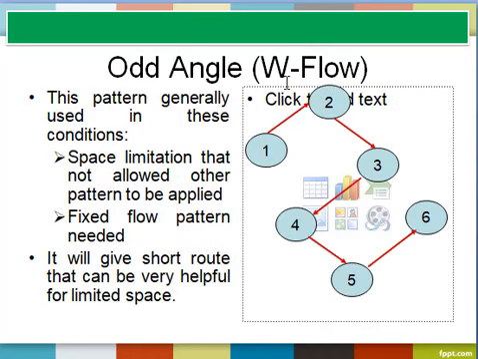Odd angle or W flow: this pattern is generally used in these conditions. Space limitation that does not allow other patterns to be applied. Fixed flow pattern needed. Somehow the machine will be installed in a fixed position and is very hard to move. So this typical case is better to use the odd angle layout, and it will give a short route that can be very helpful for limited space.